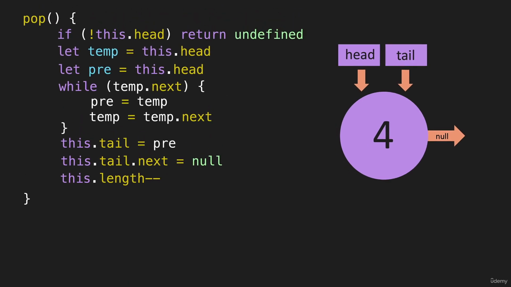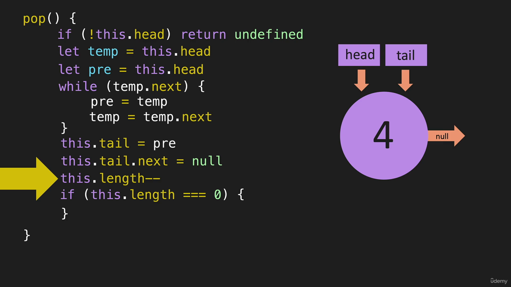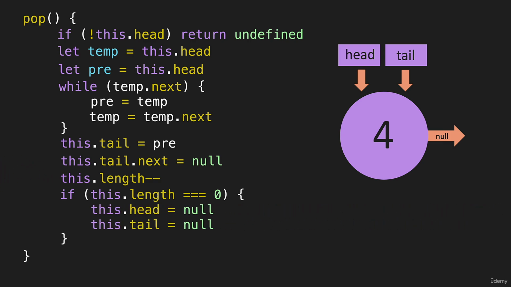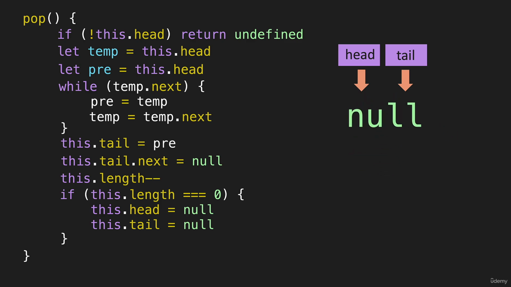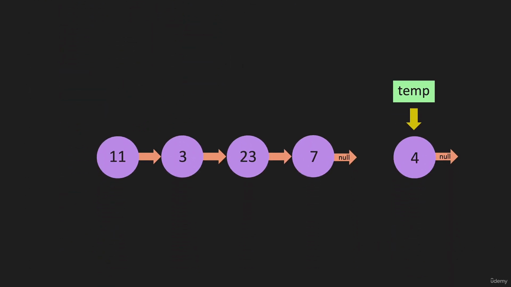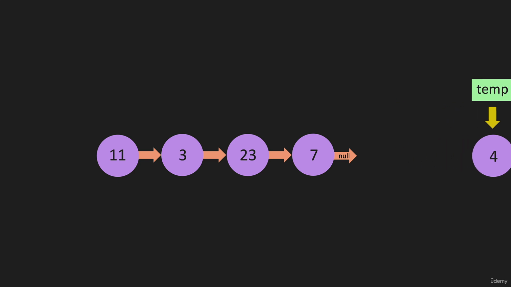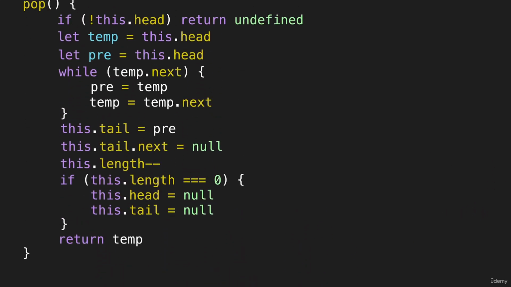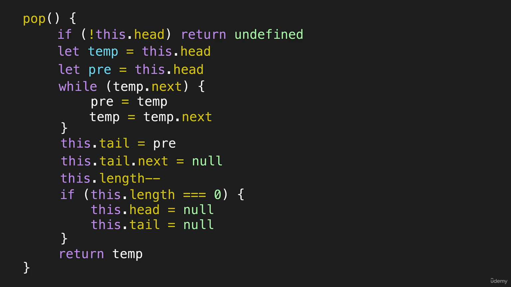So let's go back to our code here. The thing that we have to change is to say if this.length equals 0, and remember this is 0 after we've decremented it here, then what we need to do is set head and tail equal to null, which gives us this, which is exactly what we want. The only thing left to do is to return temp, which is the item that we popped off. So let's go back and look at our code, and let's flip over to DevTools and look at this code over there.